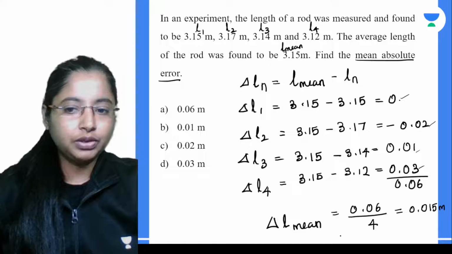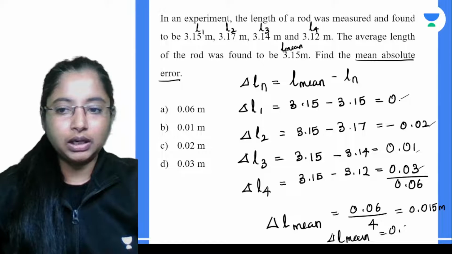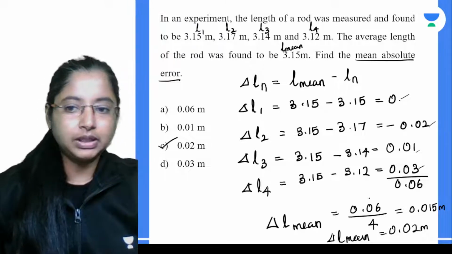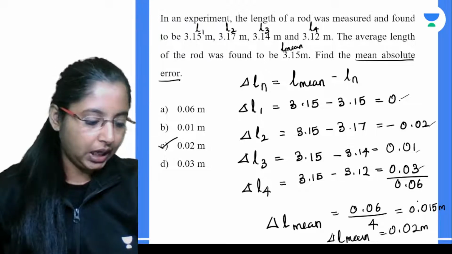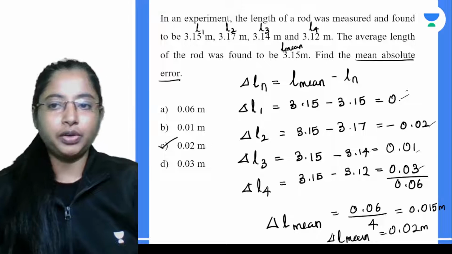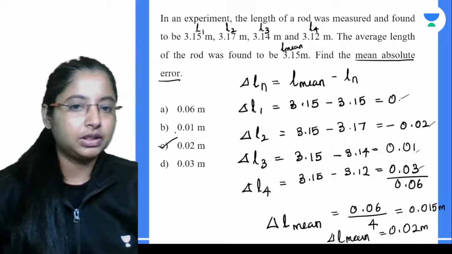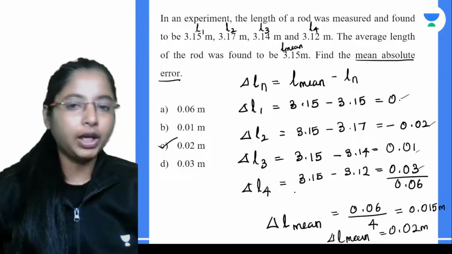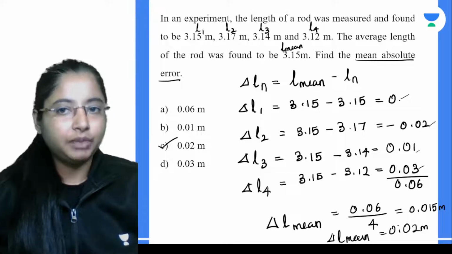So let's round this value to somewhere around 0.02 meters. Akshay, check your value once again. This should be divided by 4. Check if you divided by 4, not by 3. So this gives you around 0.02 meters. This is how you find your mean absolute errors. Now, having found this, you can give your answer in terms of mean absolute errors.